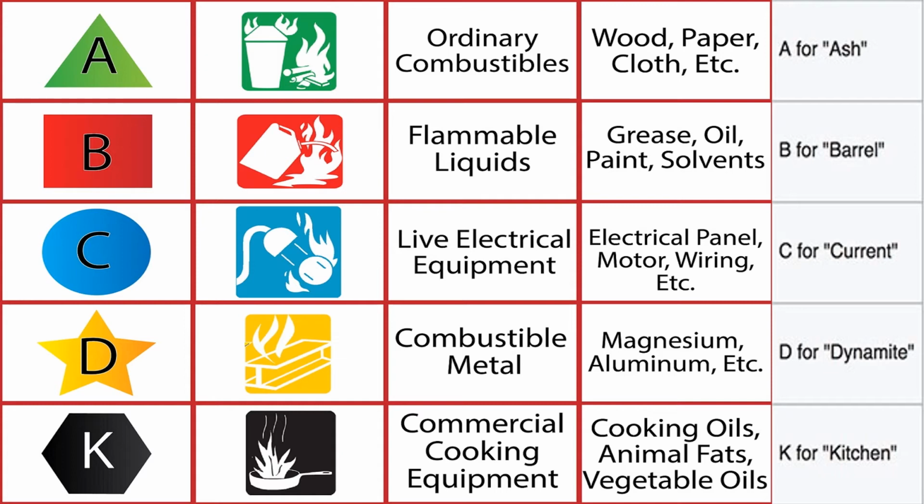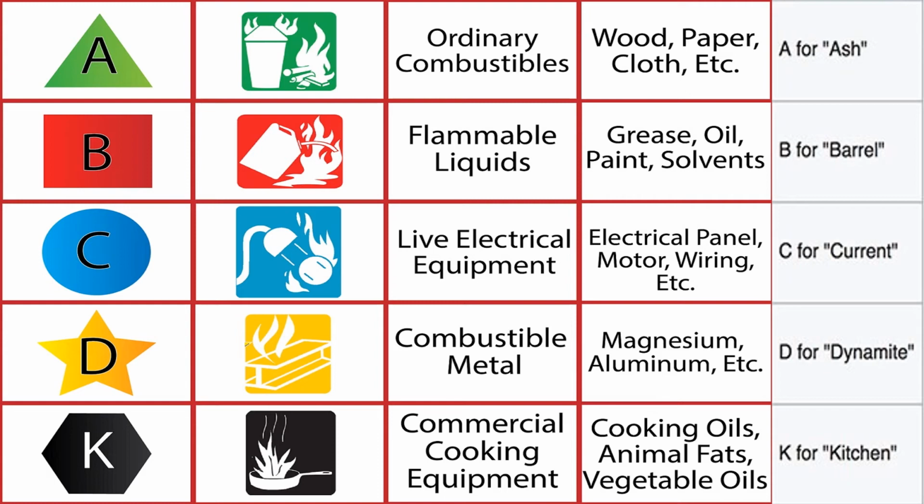So A means A for ash. That means ordinary combustible. So this is easily combustible. Examples are wood, paper, cloth, etc. So when it creates ash, the symbol that you are going to use is A. So if you will look at this one, burning trash can or wood, that means A. The category is ordinary combustible.